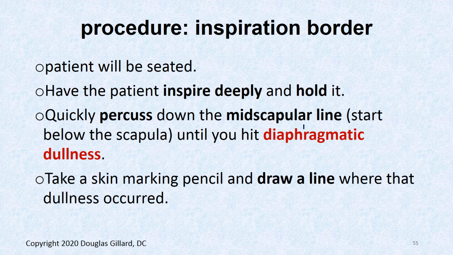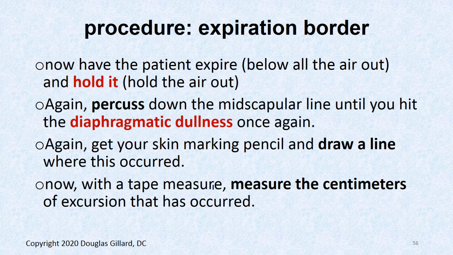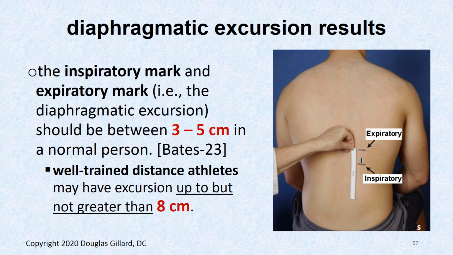So the procedure: the patient will be seated, and the patient will inspire. You percuss quickly down the mid-scapular line until you hit diaphragmatic dullness. Take your skin marking pencil and draw a line. Then you repeat: have the patient expire and hold it. Full expiration, forced expiration. Hold it and draw a line, and then measure those lines.